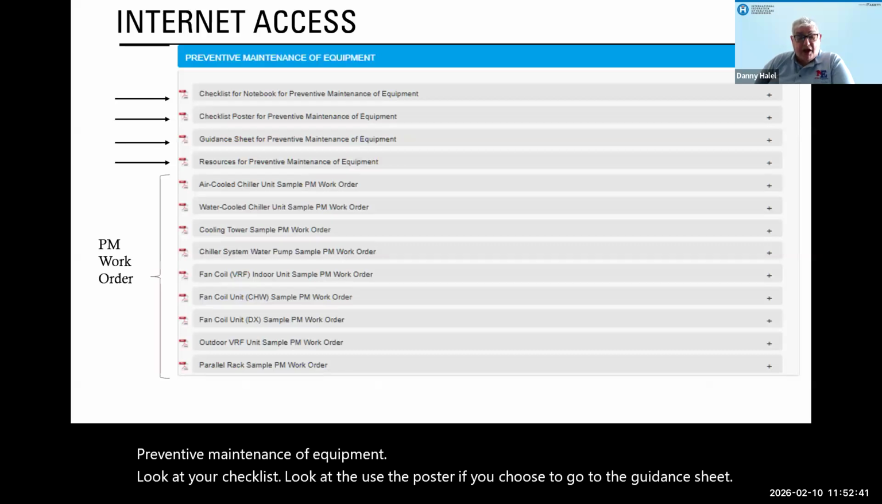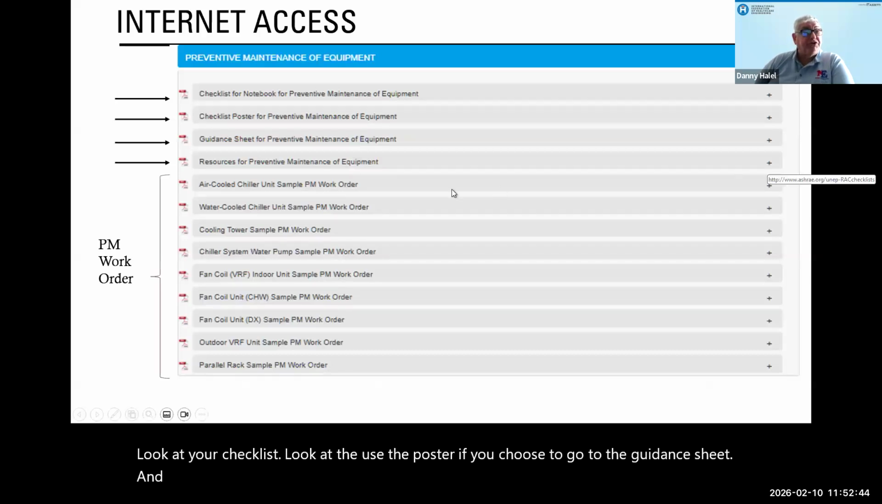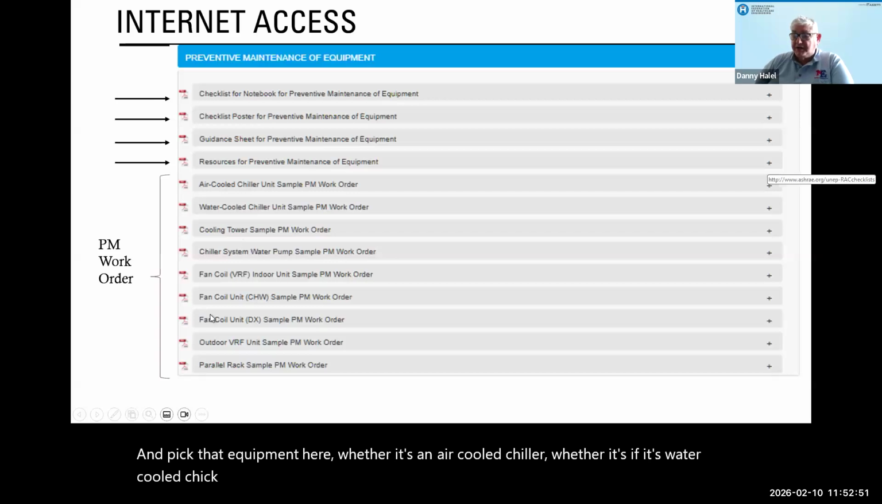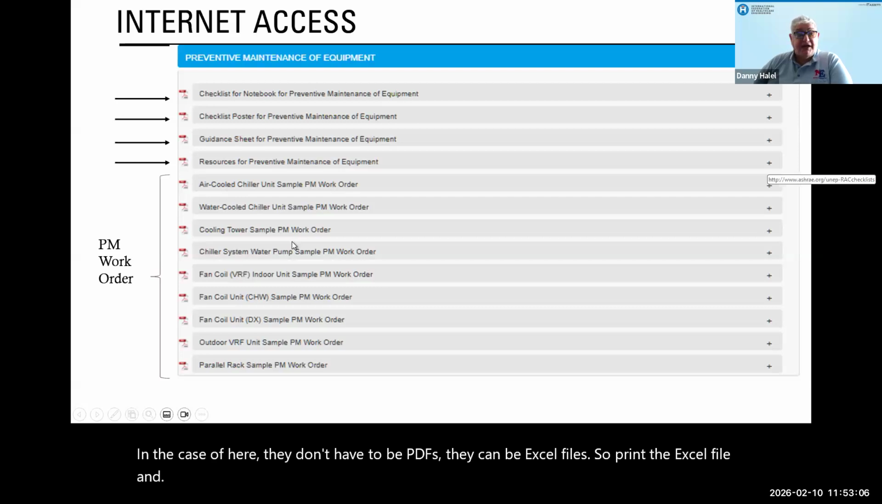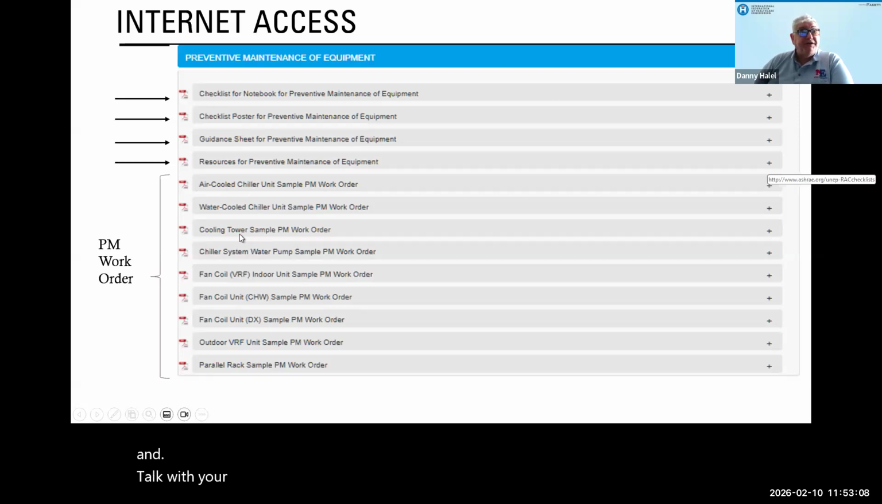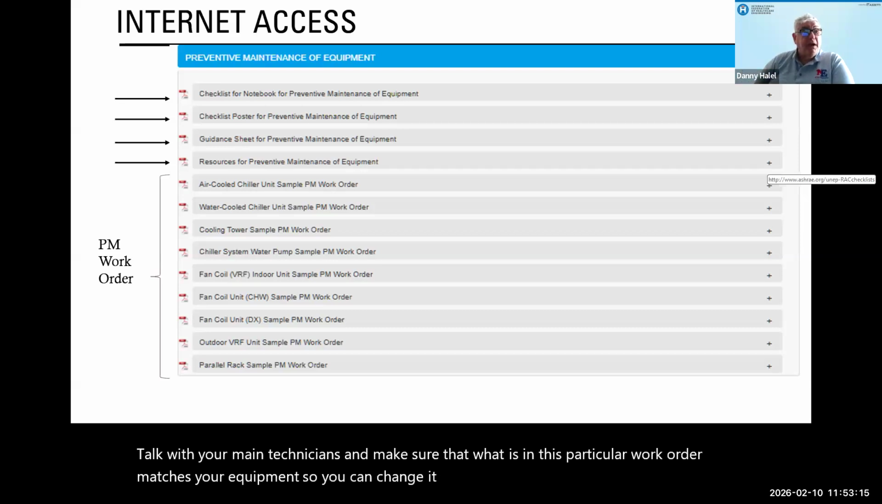and pick that equipment here, whether it's an air-cooled chiller, or if it's water-cooled, pick that. Download these PDF files, print them out. In the case of here, they don't have to be PDFs. They can be Excel files. So print the Excel file and talk with your main technicians and make sure that what is in this particular work order matches your equipment, so you can change it within the Excel worksheet.